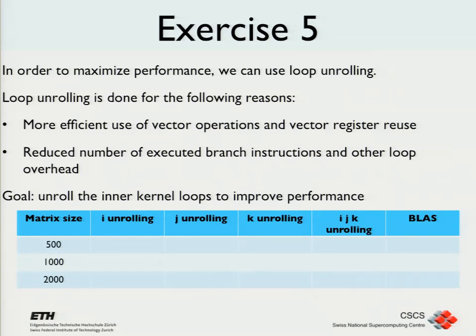So this means that if you unroll, you get more efficient use of vector operations and vector register reuse inside your inner kernel. And you also reduce the number of executed branch instructions and other loop overhead, for example. If you're cycling over k, if you don't unroll, every time you do an operation, you decrease k or increase k, and you test if it's close to a certain bound, and if you unroll this, it will be executed less time. So this is the final exercise.